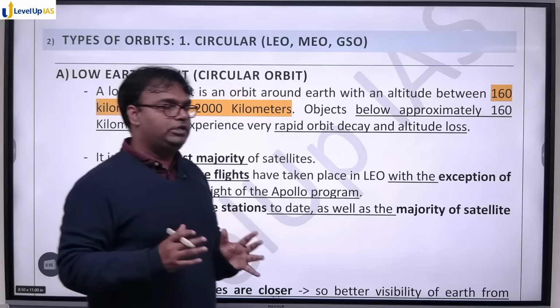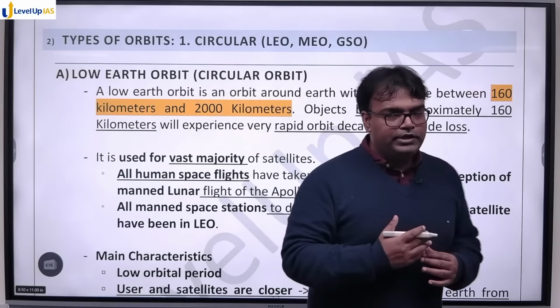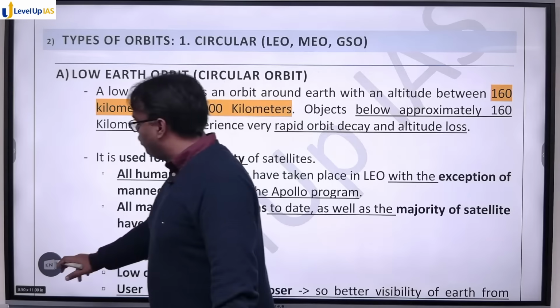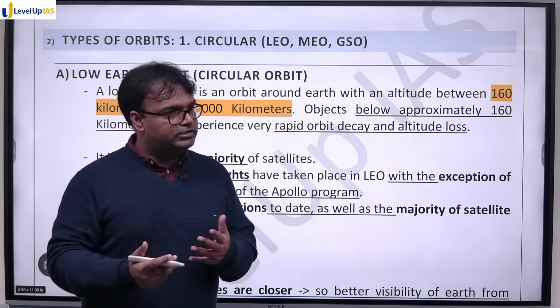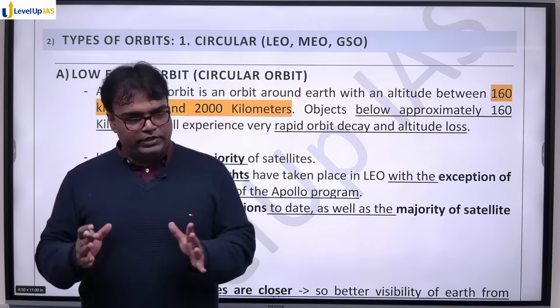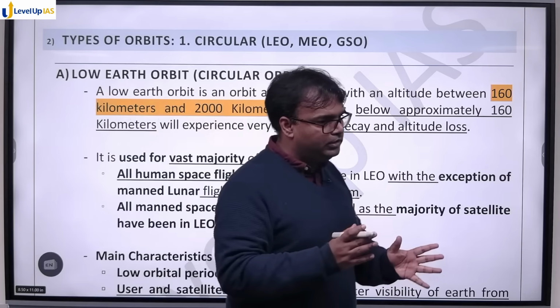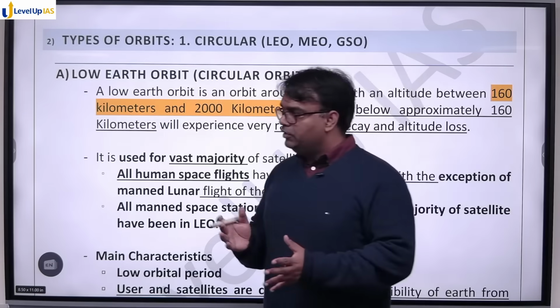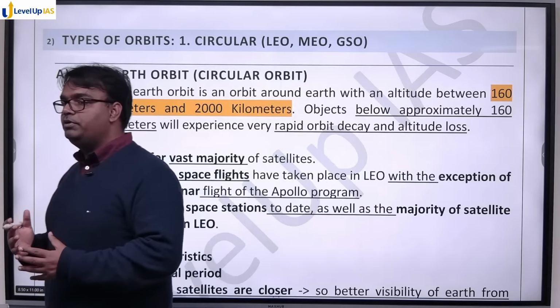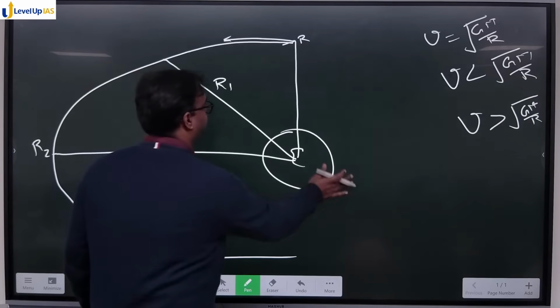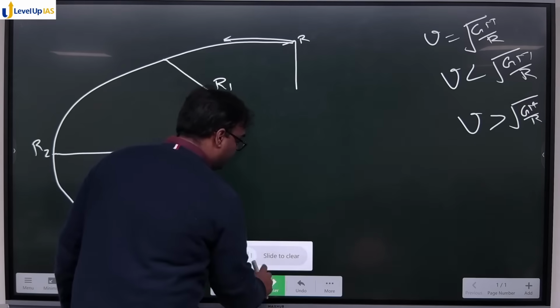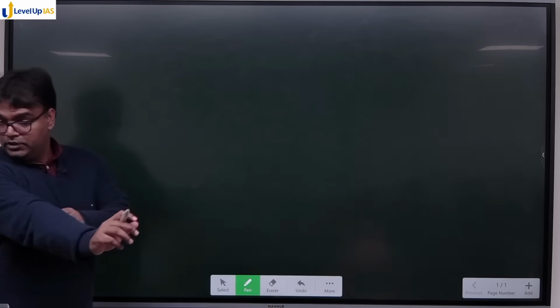Now we will talk about types of orbit, because our satellites are launched in different orbits. So first we would divide orbits into two broad types. One is circular orbit, where the radius remains same. One is elliptical orbit. Do we understand how satellites are launched in circular orbit and how they are launched in elliptical orbit? Now we would divide circular orbits into four different types.